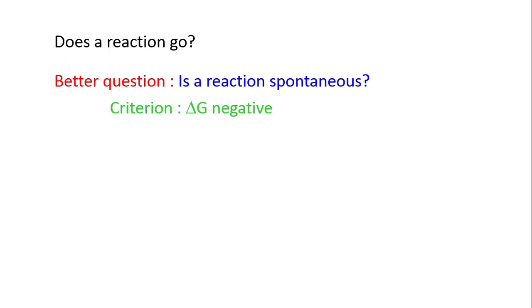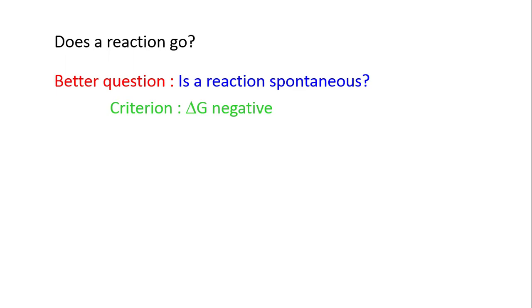In the previous module, we started out asking, does a reaction go? We decided that a better question was, is a reaction spontaneous? Our criterion was the free energy change, delta G. If delta G is negative, a process is spontaneous.